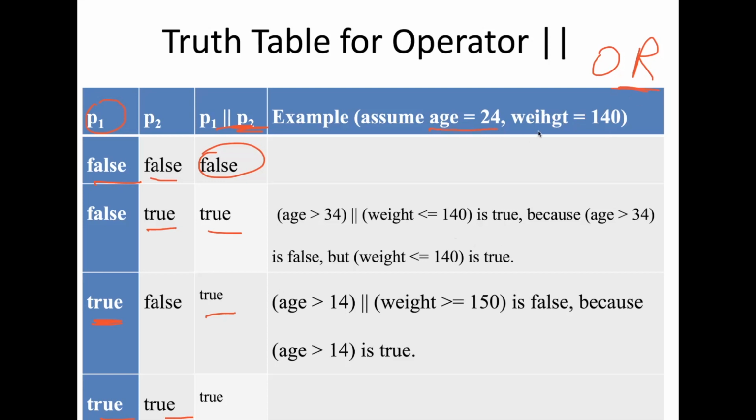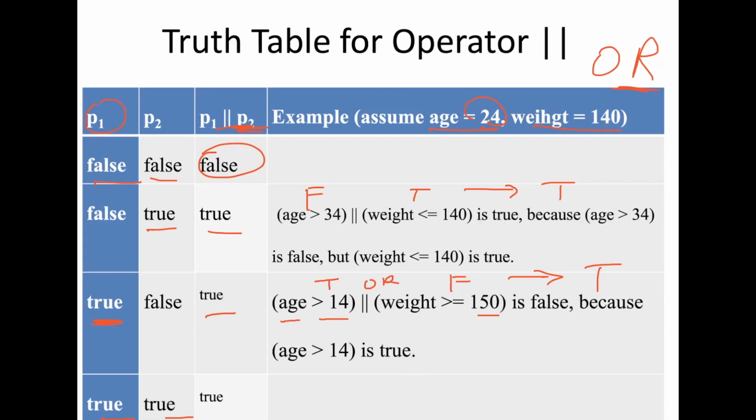Let's assume we have age equals 24, weight is 140. Let's evaluate this. Since age is only 24, this is going to be false. And weight is 140, which is less than or equal to 140, we have true. So if you OR these two, you'll get true. Next up, we have age greater than 14. We know this is true because your input age is 24. Your weight is 140, which is less than 150, which means this is false. But because one of them in this Boolean expression is true, when you have OR, this is going to be true. The effect of using an OR in a Boolean expression is pretty self-explanatory.